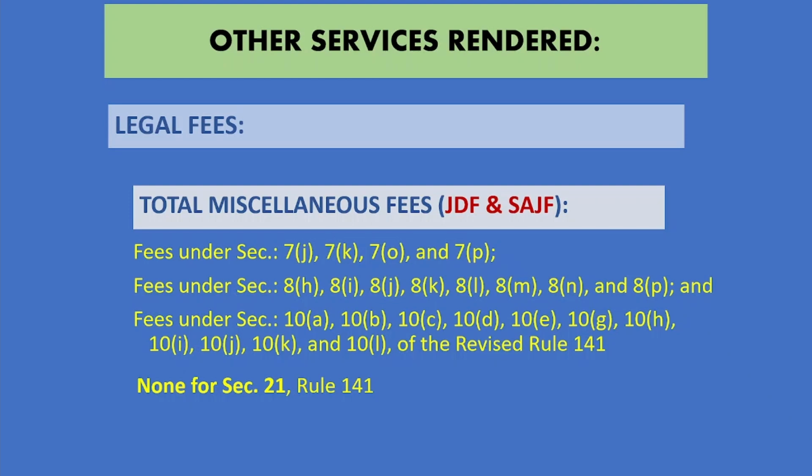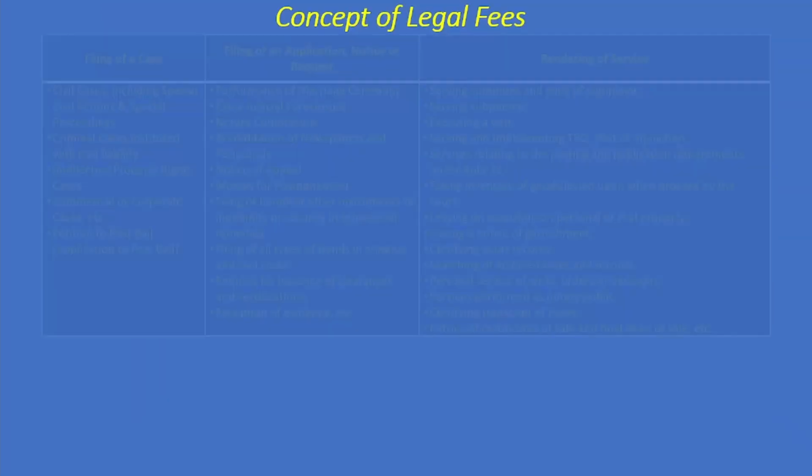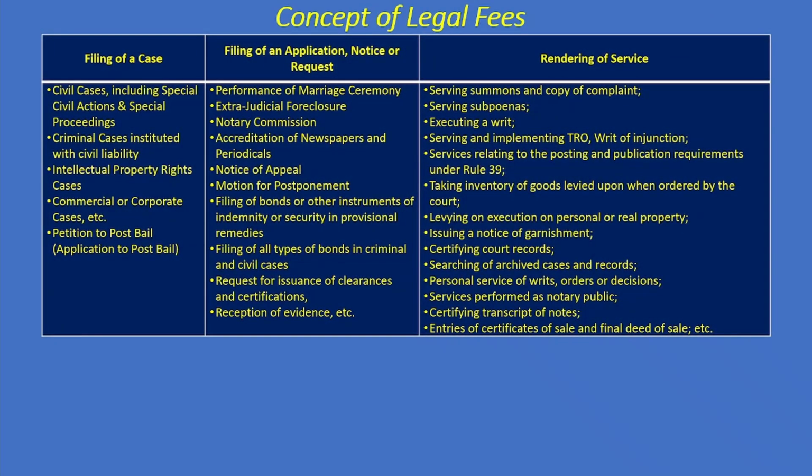Okay, to further understand the sections, this is the last table. So I put the particulars in each category. For filing of cases, those are civil cases, including special civil actions, special proceedings, criminal cases instituted with civil liability, intellectual property rights cases. So there are legal fees for intellectual property rights cases, commercial or corporate cases, etc., petition to post bail. So if the case is still with the prosecutor's office and the accused wants to post bail, they're going to file a petition.